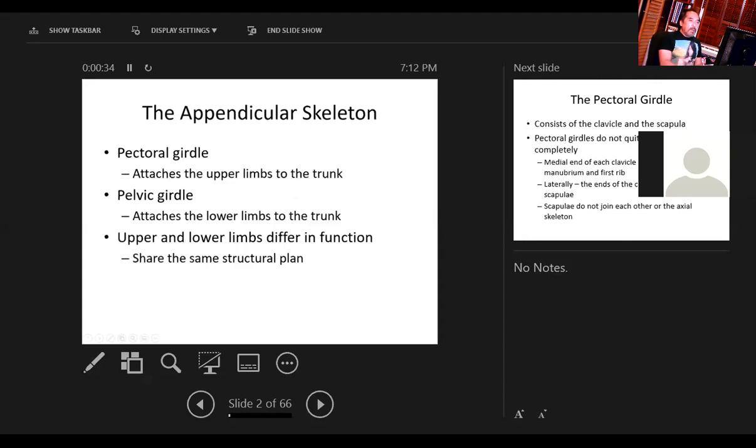We're going to start with the appendicular skeleton. Okay, so the appendicular skeleton has two girdles. For the upper limbs, we have the pectoral girdle, and for the lower limbs, we have the pelvic girdle. And each of the girdles has an attached limb.